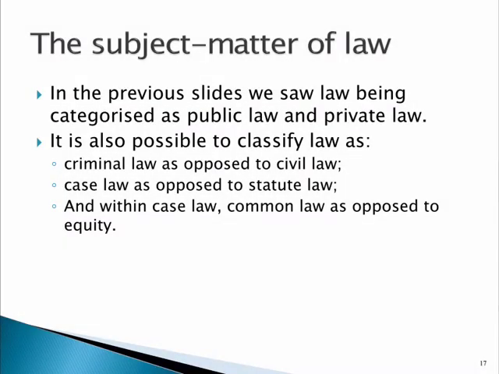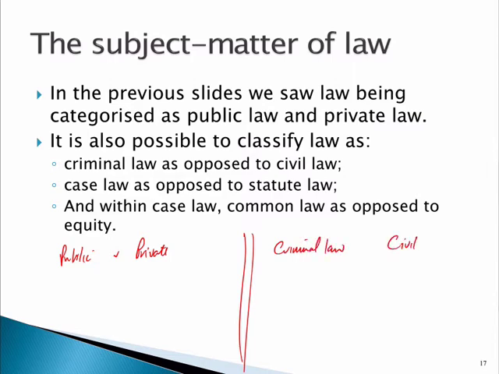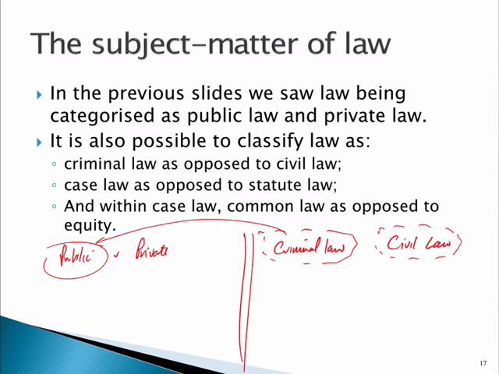Okay. Now, unfortunately for us, and I really want us to get this in our head, we can have public law and private law. But we can also think about law differently. We can also think about law as criminal law and civil law. I've tried to draw them in two different boxes because it's not the same classification system. You'll remember from previously that criminal law is a form of public law. But under this classification system, civil law is both public and private. So they're not mutually exclusive.